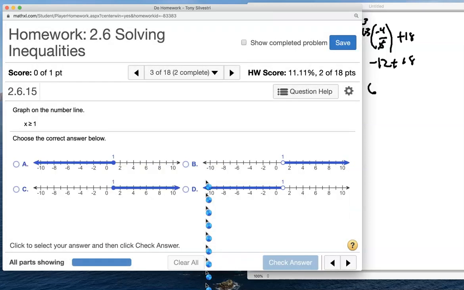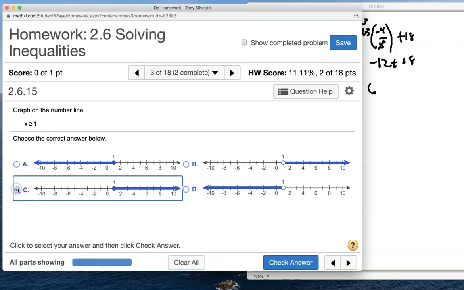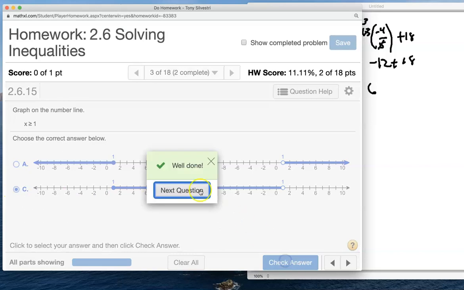Fantastic. Let's do this one. Now, this one has an equals to it. Remember, equals means I want to include the point. Forget about B and D. B and D are not including that point 1. So you're trying to find the region of numbers that are bigger than or equal to 1. Those will have to be to the right. Numbers to the right are bigger than the value here. So I'm going to go with C. Well done.